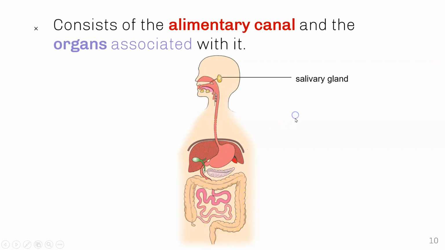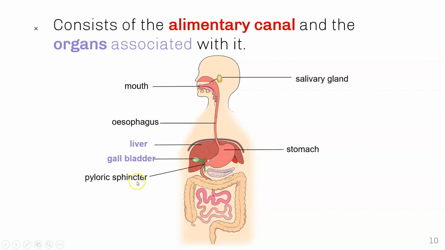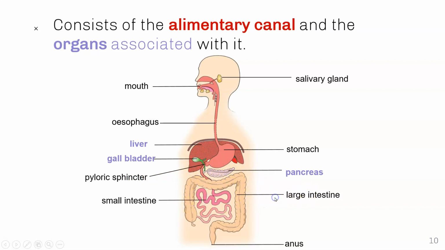Okay, so there are organs associated with the alimentary canal. There are many organs that we have to go through today. Starting with the salivary gland, the mouth, the esophagus, the stomach, the liver, the gallbladder, this sphincter, the pancreas, the small intestine, the large intestine, and lastly, the anus. So let's look at all these different parts in more detail later.